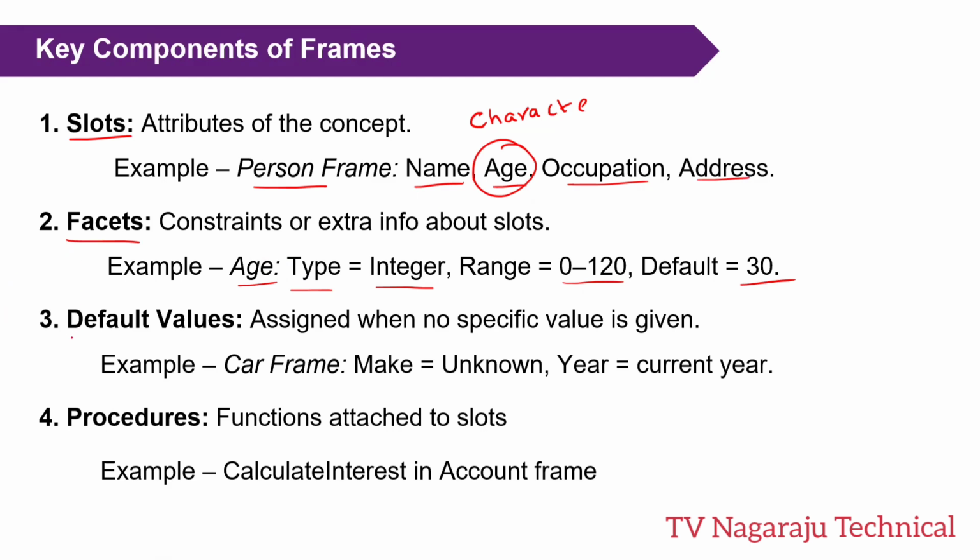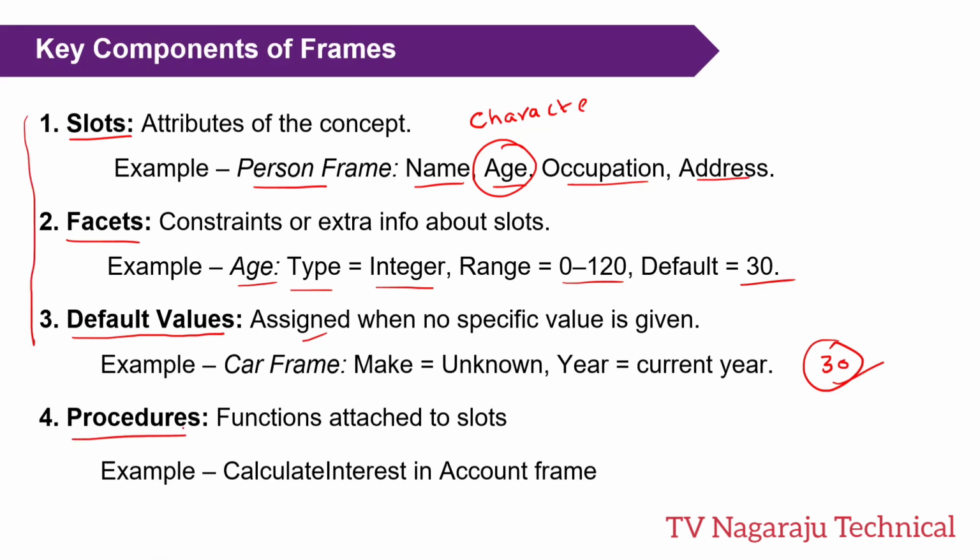Now the third component is default values. Suppose you do not provide any predefined values, it automatically takes some default values. For example, for age, the default value I have given is 30. That is, while taking the slot age, if I am not providing any value, the system automatically takes a default value of 30. These three are the main important ones.